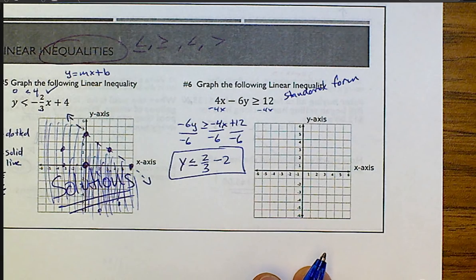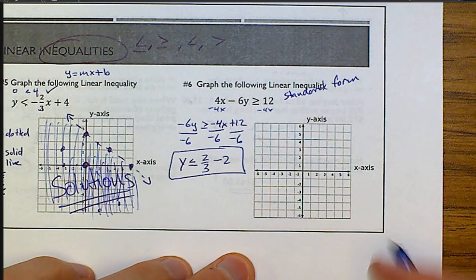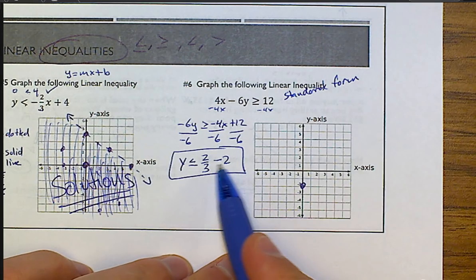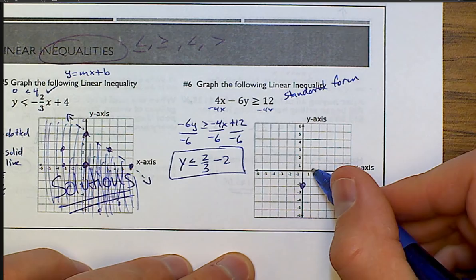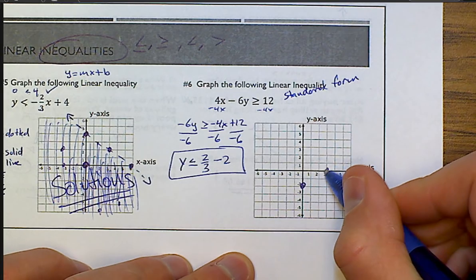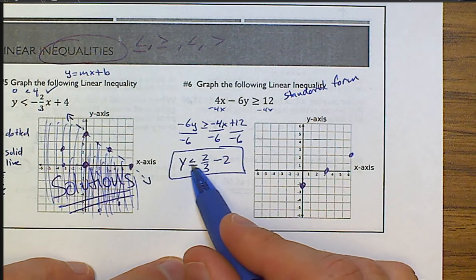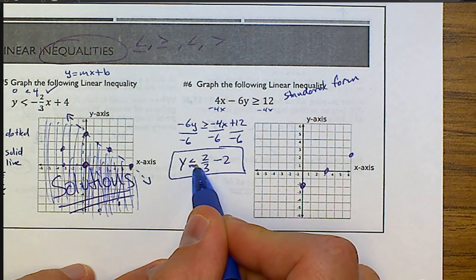And now I can graph that. So down negative 2, that's my y-intercept. Again, that's my y-intercept. I'm going to go up 2 over 3: 1, 2, 3, up 2 over 3. And because this is "or equal to," with this line underneath it right there, I'm going to have a solid line.